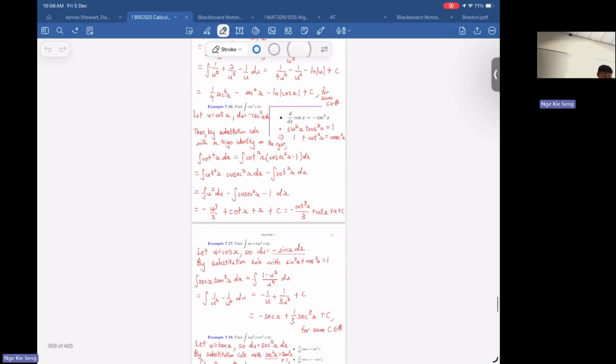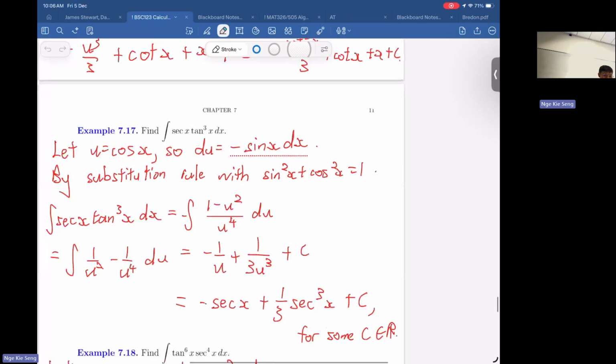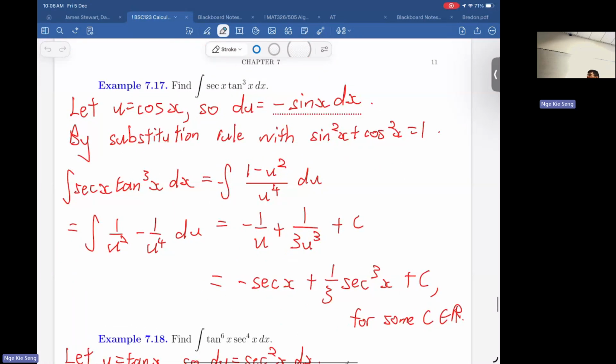Actually, when I prepare the notes, I don't even follow the strategy. Maybe you can just do this substitution, you also get the answer. I don't use the tangent square x equals secant square minus 1. I transform this back to sine and cos. The solution is not long. It's still okay, still works. So don't just memorize strategy. Strategy could help you, but there are also other alternatives.